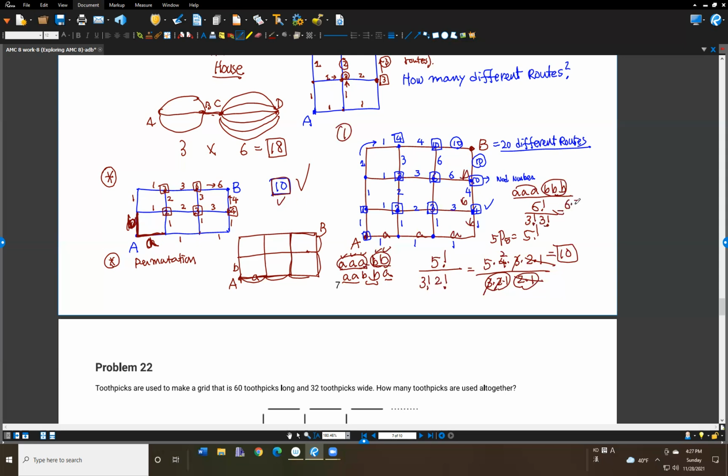6 times 5 times 4 times 3 times 2 times 1. 3 factorial is what? 3 times 2 times 1 is 6 and 6, right? 6 is canceled out. 3 times 2 is what? 6 canceled out. You got what? 5 times 4 times 1, which is 20 different ways. That's the easiest way, right? If you know this permutation. Are you guys with me?